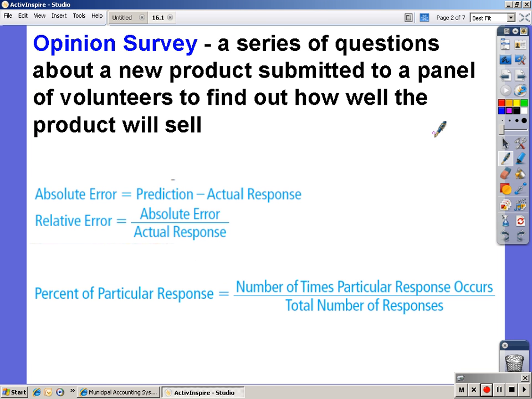Okay, your next vocabulary is opinion survey. This is a series of questions about a new product submitted to a panel of volunteers to find out how well the product will sell.